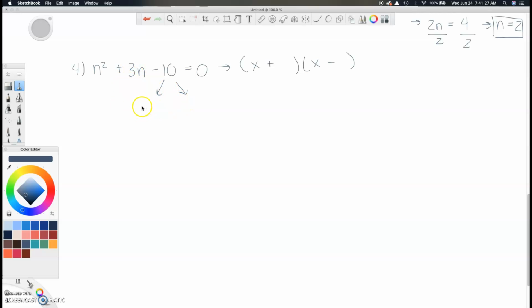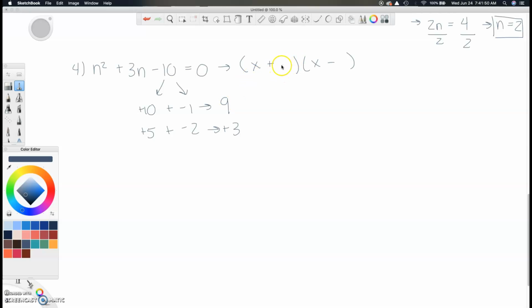So let's start with positive 10, because remember the positive is going to be the bigger number, plus negative 1. This leaves you with a 9. That doesn't work. So let's try 2, plus 5. Plus negative 2 gives you a positive 3, and that's what we wanted here.